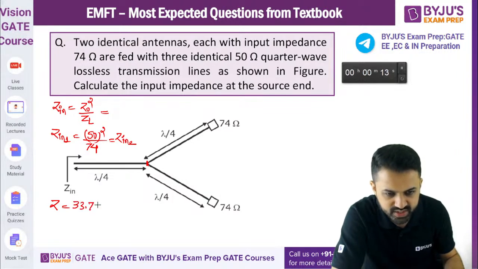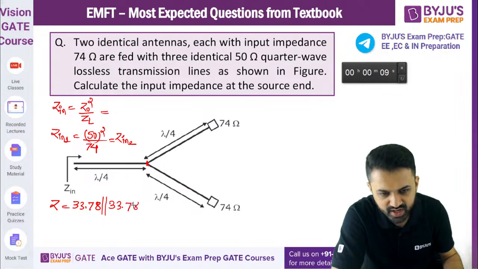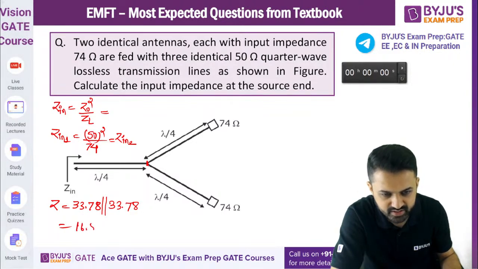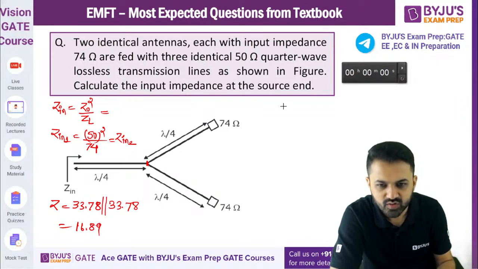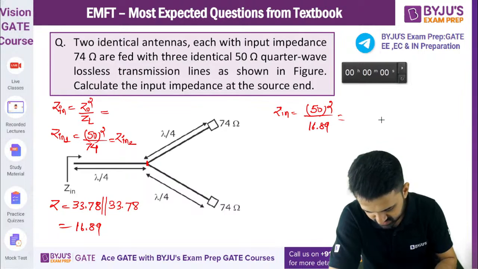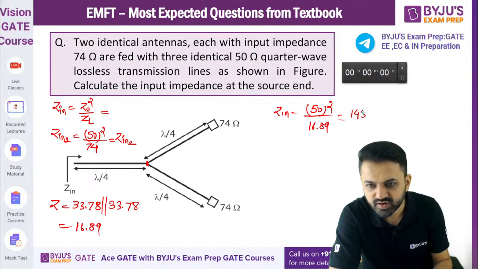So 33.78 in parallel with 33.78. So that is nothing but half. So it is 16.89. And now the input impedance is again Z0 square upon ZL, which is 16.89. So it is coming as 140.